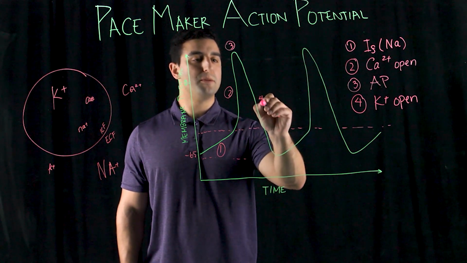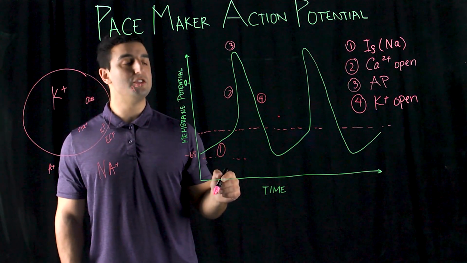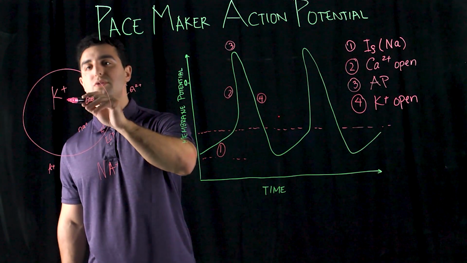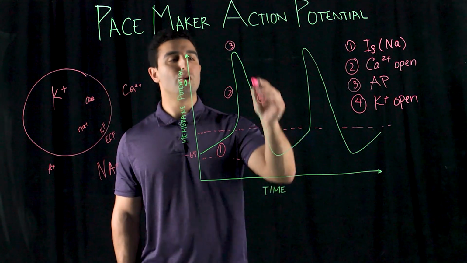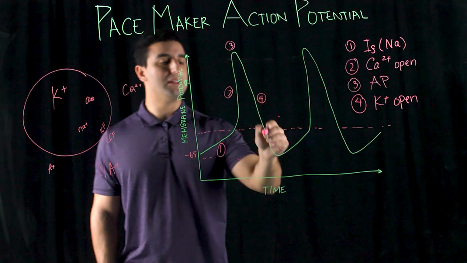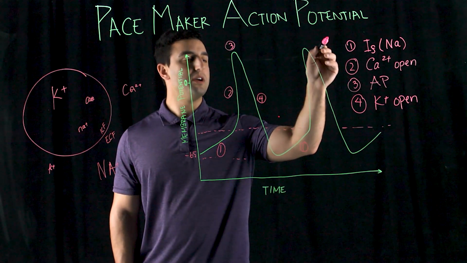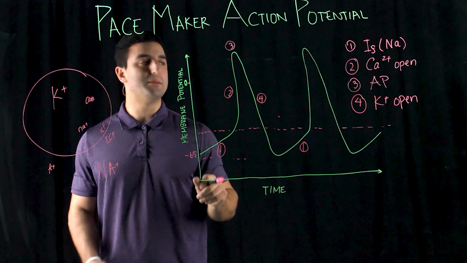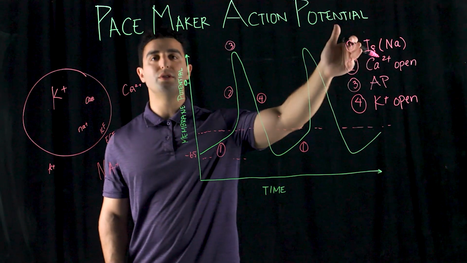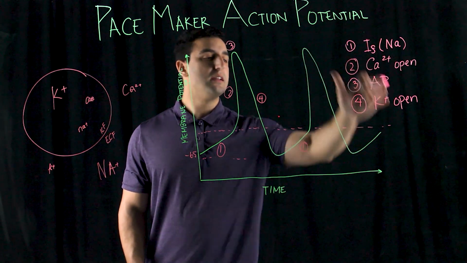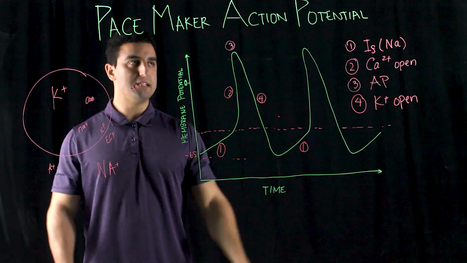So this is 4, right? This is the repolarization phase, where potassium goes out of the cell. So you have potassium leaving the cell, repolarizing it, making it more negative until you reach, again, number 1, which is where you have the, quote-unquote, resting potential, and it further triggers, again, the funny channels, the sodium channels, to open up, and then this process continues. Okay? This is the pacemaker action potential.